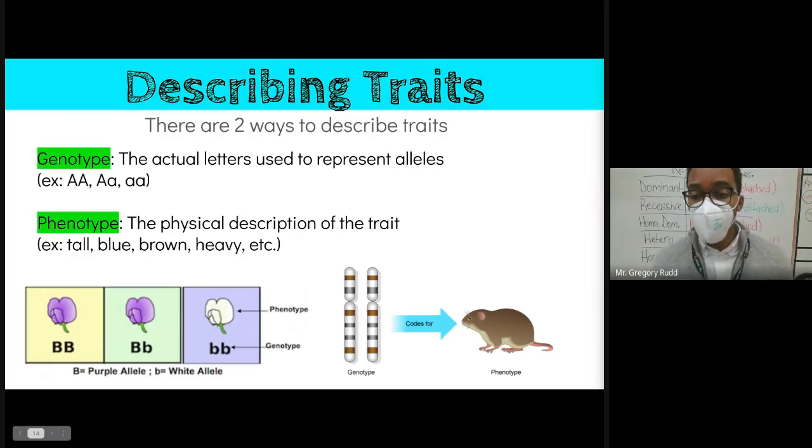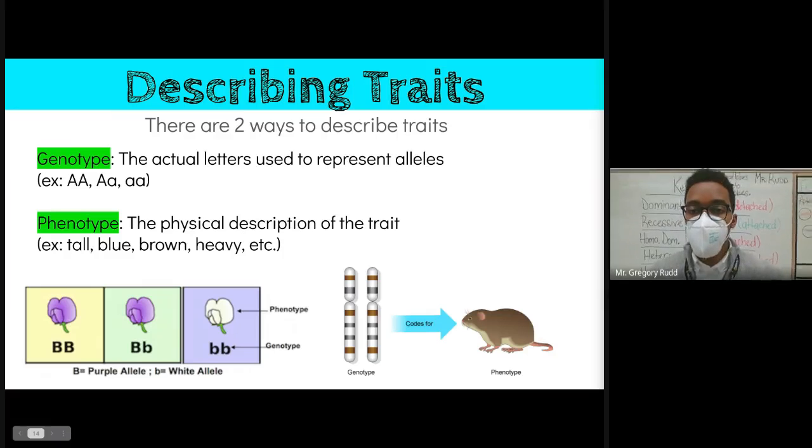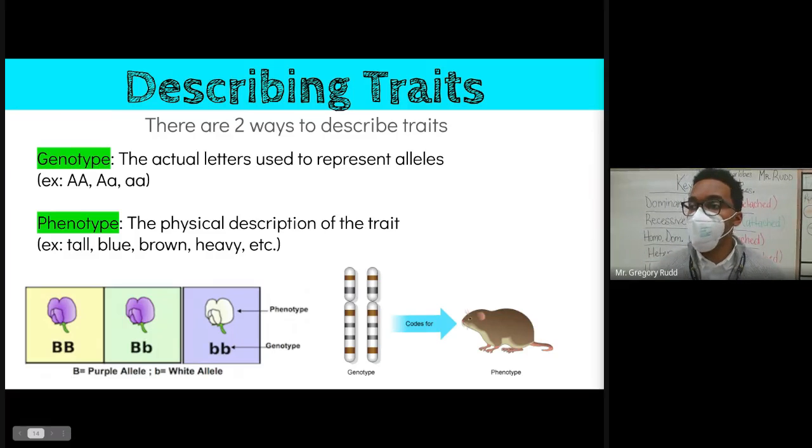This is going to be important as we move through this unit. In order to have the recessive trait, I have to be homozygous recessive. That's the only way I can get the recessive trait, because if I'm heterozygous, I've got a dominant allele and it's going to give me the dominant trait.